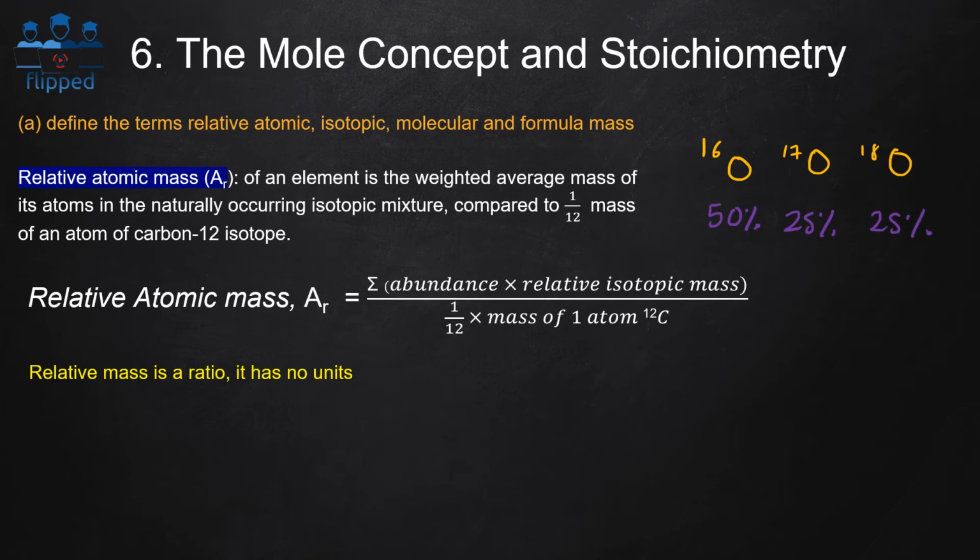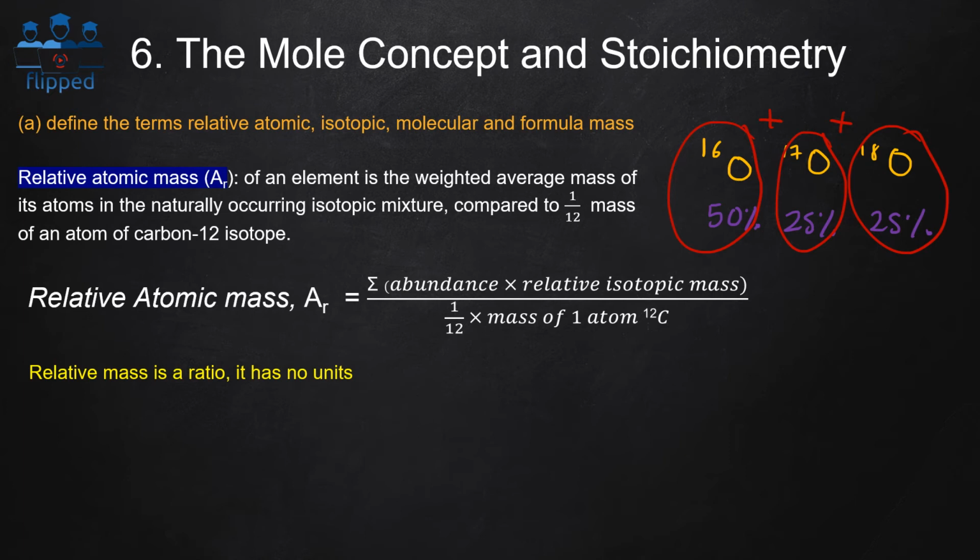What I'm talking about is when I get the abundance, I multiply by their mass. For example, half, 50%, times 16, 1/4 times 17, 1/4 times 18. And I add this all up. There are three separate components, right? When I add these three up, I get the top portion here.